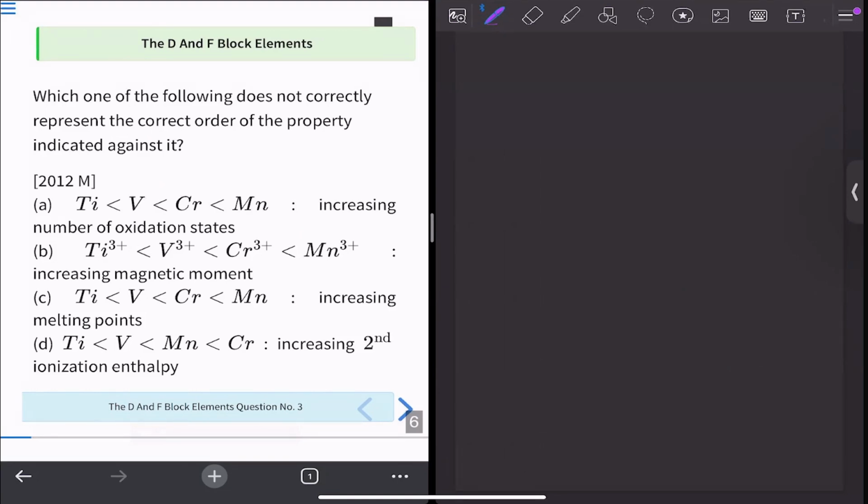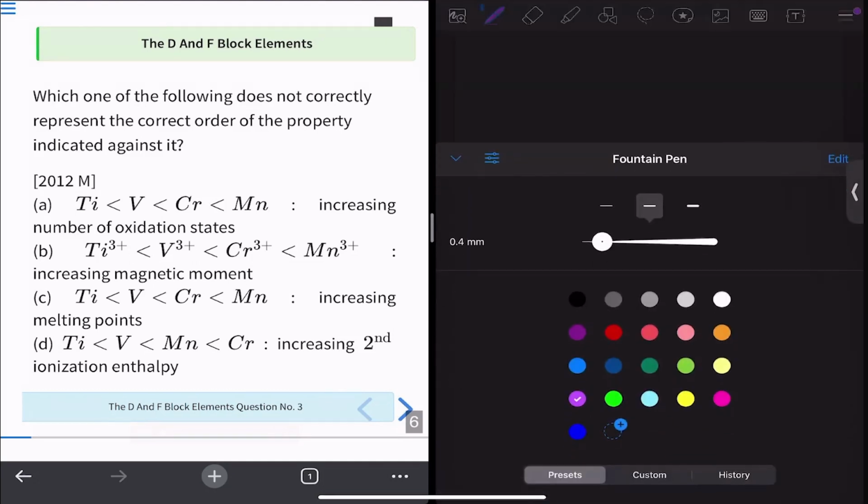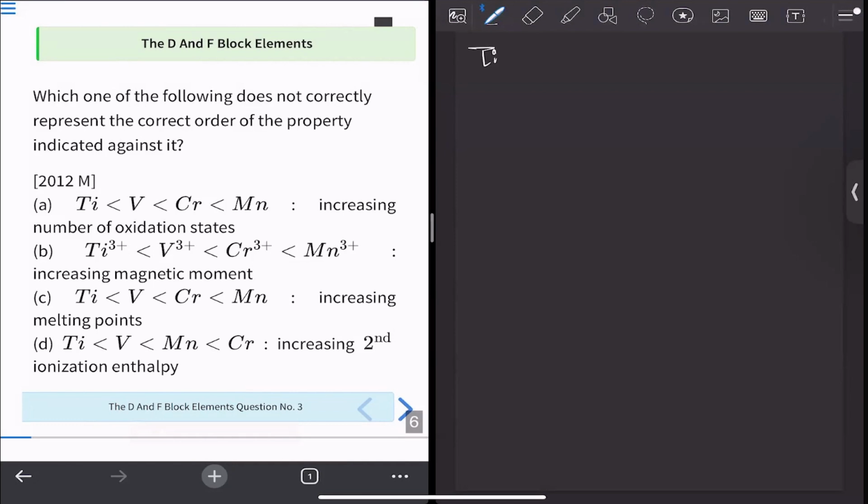Question number 3 is, which one of the following does not correctly represent the correct order of the property indicated against it? They have asked which doesn't correctly represent the correct order. So titanium, vanadium, chromium, manganese. We know that titanium is 22, vanadium is 23, chromium is 24, and manganese is 25.